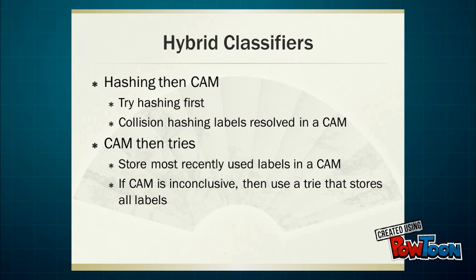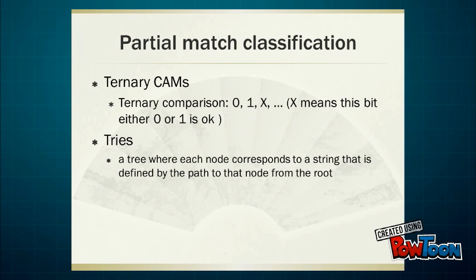A hybrid classifier is a combination of hashing scheme and CAM scheme. It tries hashing first, and collision hashing labels are all resolved in a CAM scheme. If a CAM is inconclusive, then use a tree that stores all the collision hashing labels. Partial matching classification can be achieved by ternary CAM scheme and trees. Ternary comparison is that for non-significant bits, it does not matter whether it is 0 or 1.